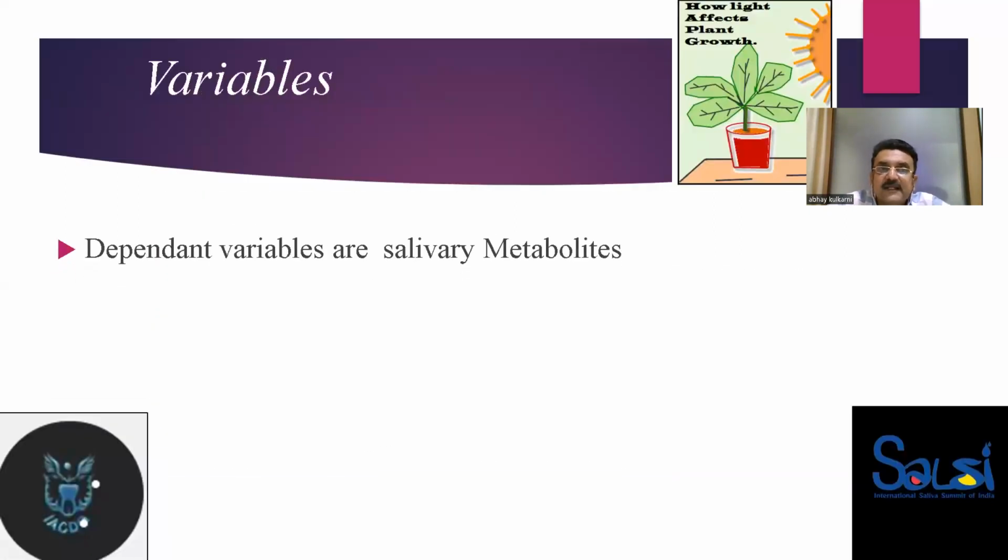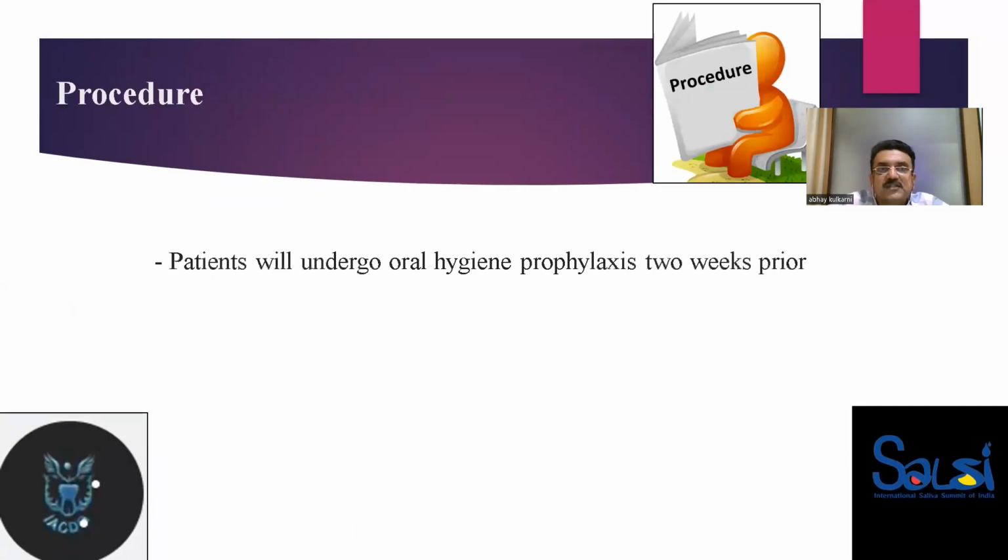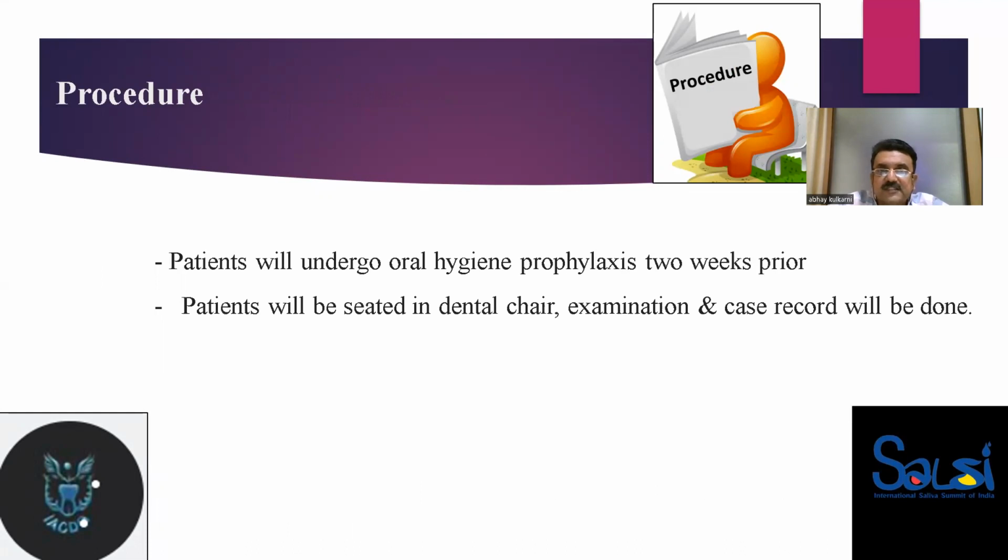The variables: dependent variables are salivary metabolites. Independent variables are oral submucous fibrosis, oral cancer, tobacco user, and non-tobacco users. The procedure: patients will undergo oral hygiene prophylaxis 2 weeks prior. Patients will be seated in a dental chair for examination. Case record will be done.